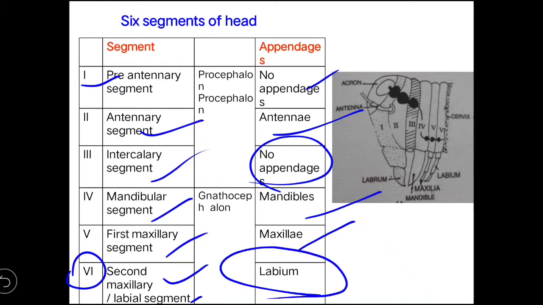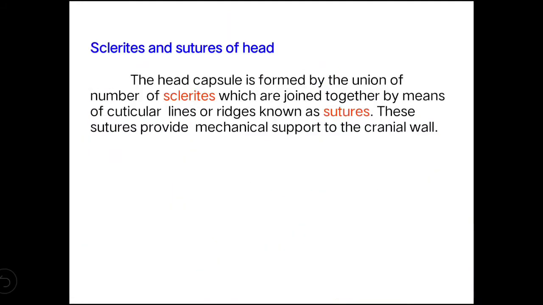Okay, so first how will you remember? First you remember this middle one, that is antennary segment consists of antenna. Above antennary, pre-antennary region is there, consisting of no appendages, and below antennary is the intercalary segment which also consists of no appendages. Next we will see sclerites and sutures.